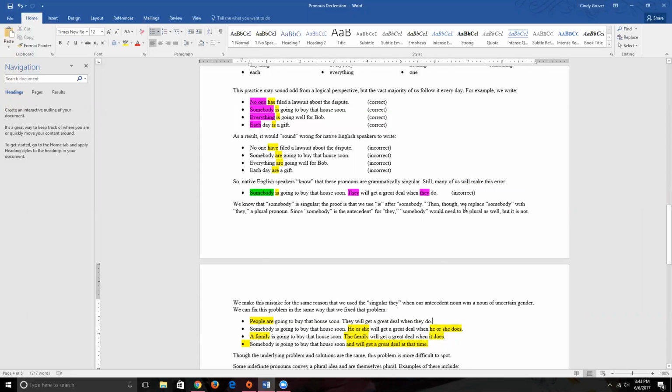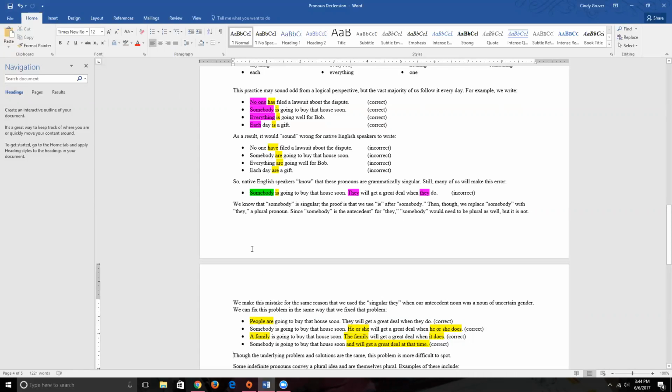So again, this is incorrect, but these are going to be correct. We have people, so we've replaced somebody with people. And again, we already spoke about how that's going to be a common strategy, to replace our indefinite pronoun with a plural noun. So consider that one of the tools in your arsenal. That's going to make sense pretty often as a strategy to solve this problem. Once you've made it people, then there's no problem using they.